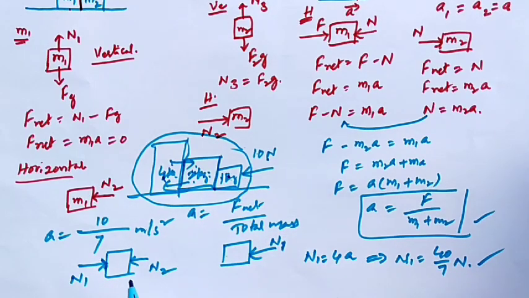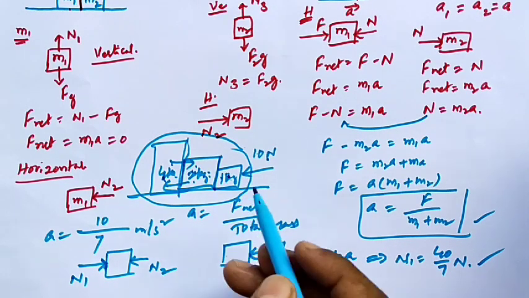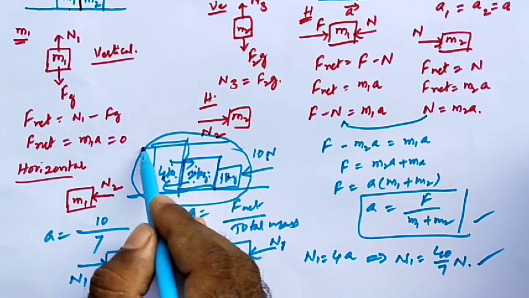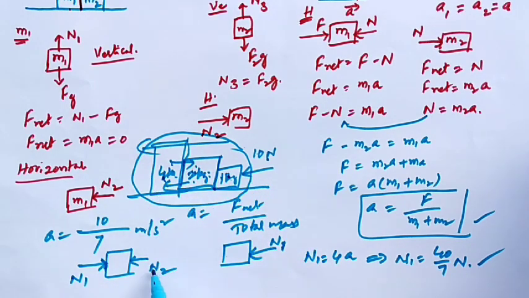Understood? And now from this, what is the net force? The motion is this side, force is acting this side. So N2 is greater than N1. So N2 minus N1 is the net force. That is equal to m into a, that is 2 into a.